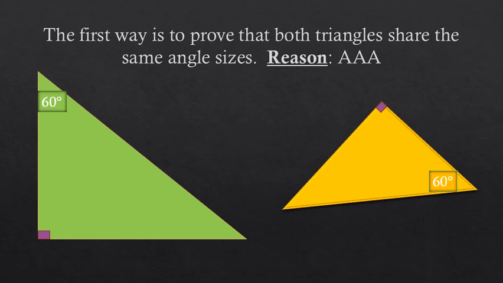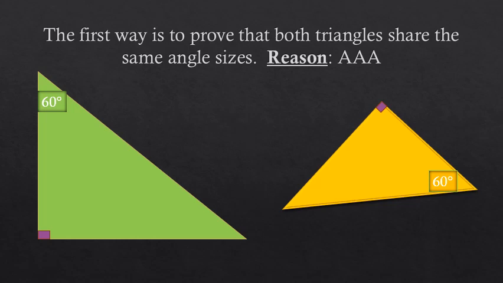So let's just have a look. If we have the green triangle, 90 plus 60 is 150. So what would that third one be? It would be 30 degrees. Let's look at the yellow one. If you've got 90 and 60, it will give you 150. What would the third one be? 30 degrees.